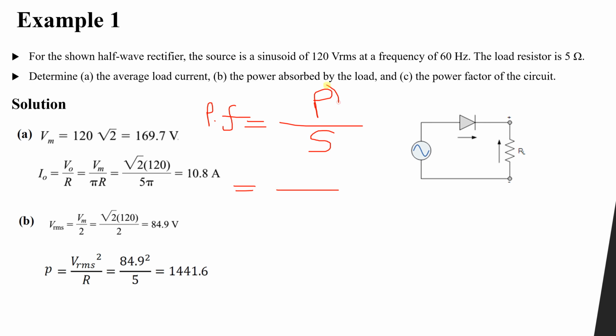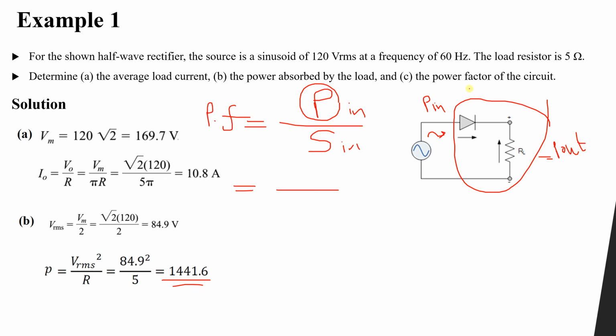So what is the amount of power consumed inside this circuit? The power consumed is equal to Vrms square over R, which is 1441. Power factor is P input over S input, and the input power, which is going to the rectifier plus the load, P input is equal to P output. Why? Because the resistance of the diode is equal to 0 in this circuit, or we assume an ideal diode. So we assume that this diode does not consume any power, and all of the active power supplied by the supply goes to our load. So P input is equal to P output, active power, which is 1441.